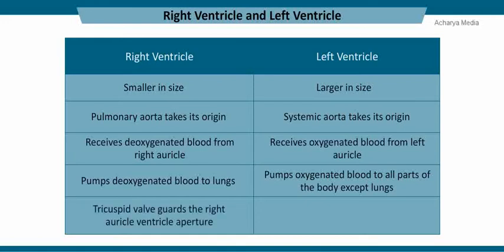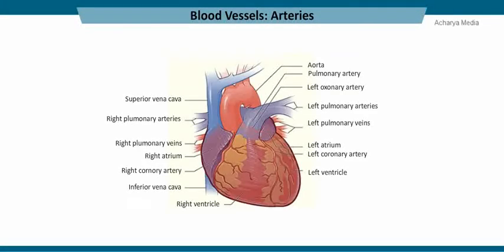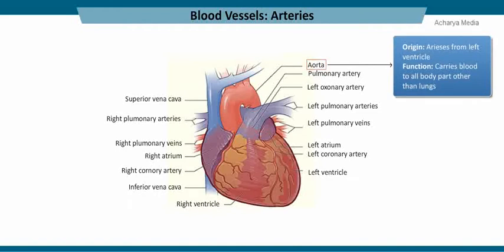The tricuspid valve guards the right auriculoventricular aperture. The bicuspid valve guards the left auriculoventricular aperture. Blood vessels which carry the blood away from the heart are called arteries. It normally carries oxygenated blood. The systemic aorta and pulmonary aorta are the 2 main arteries arising directly from the heart. The systemic aorta arises from the left ventricle, carries oxygenated blood to all the body organs except lungs.